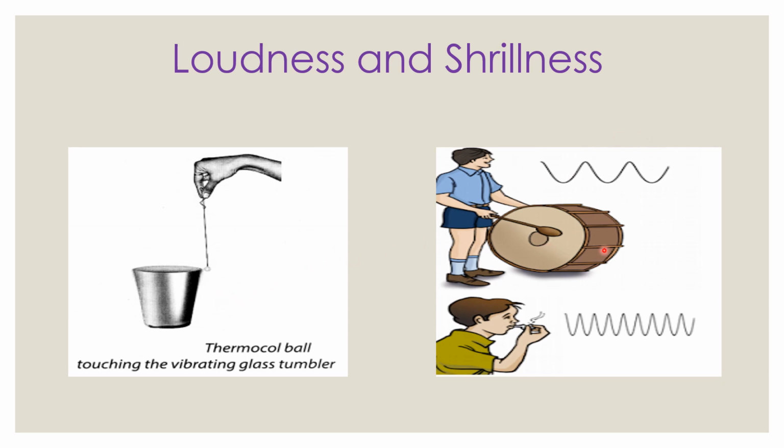In this picture, the drum vibrates with a low frequency. Thus, it produces a low-pitched sound. In the case of a whistle, it has a high frequency and therefore produces a sound of higher pitch. Like a bird makes a high-pitched sound, whereas a lion makes a low-pitched sound.